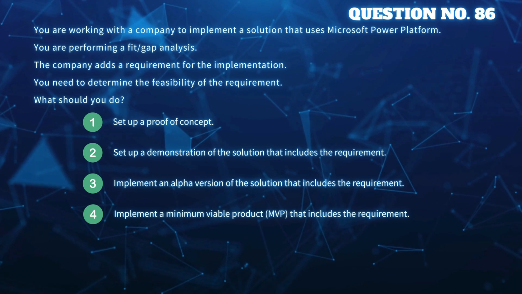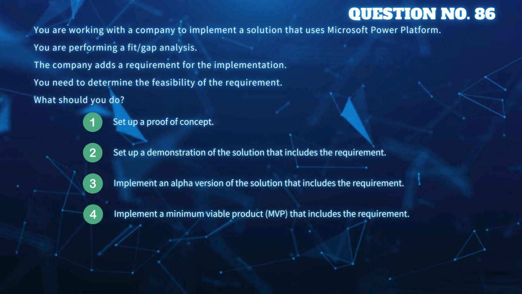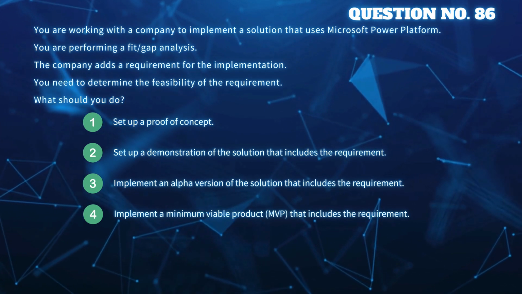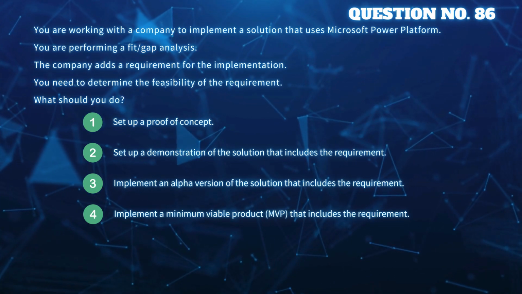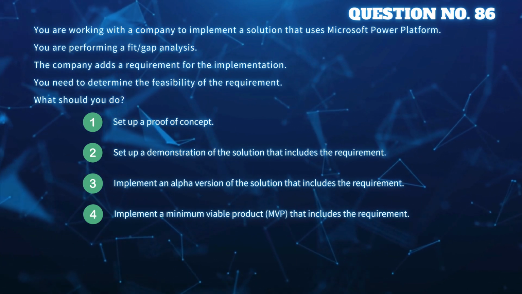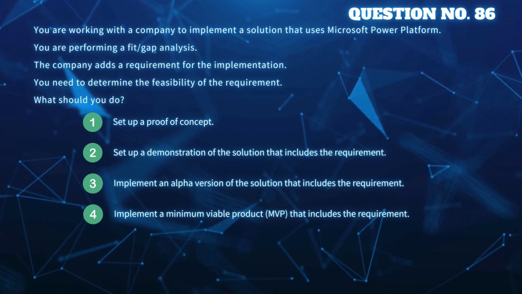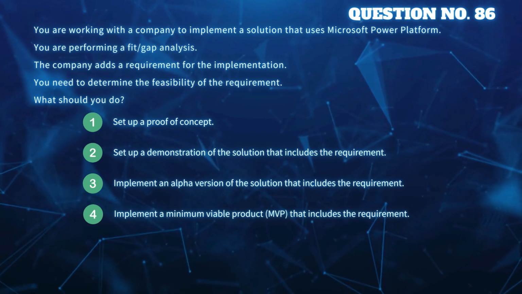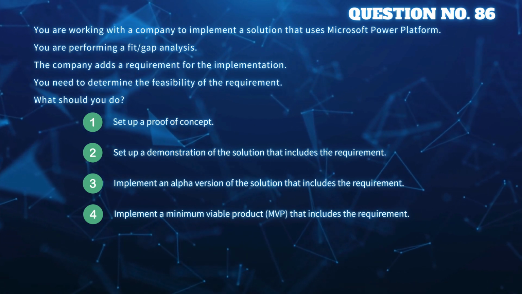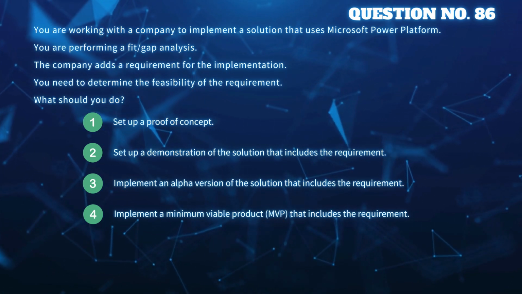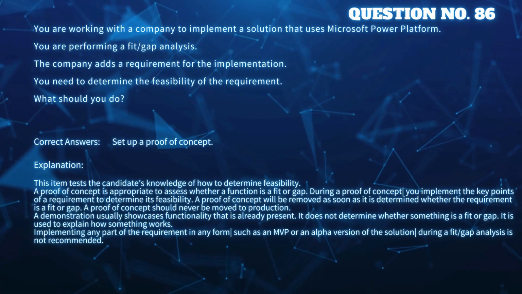You are working with a company to implement a solution that uses Microsoft Power Platform. You are performing a fit/gap analysis. The company adds a requirement for the implementation. You need to determine the feasibility of the requirement. What should you do? Option 1, set up a proof of concept. Option 2, set up a demonstration of the solution that includes the requirement. Option 3, implement an alpha version of the solution that includes the requirement. Option 4, implement a minimum viable product (MVP) that includes the requirement. Correct answer: set up a proof of concept.